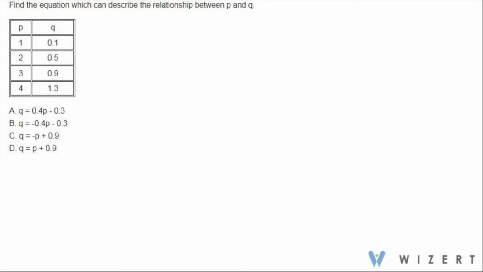Now if we look at the options, we have option C and D where P is directly added or subtracted from 0.9. So if we add P, that is 1, to 0.9, we get 1.9. If we subtract 1 from 0.9, we get minus 0.1. So in both cases we cannot have this as an answer. So option C and D are cancelled.